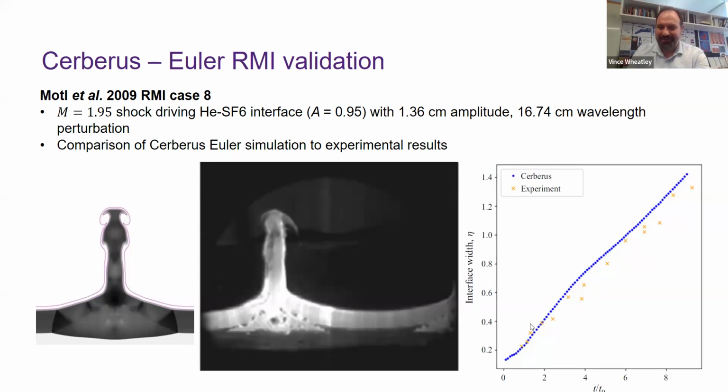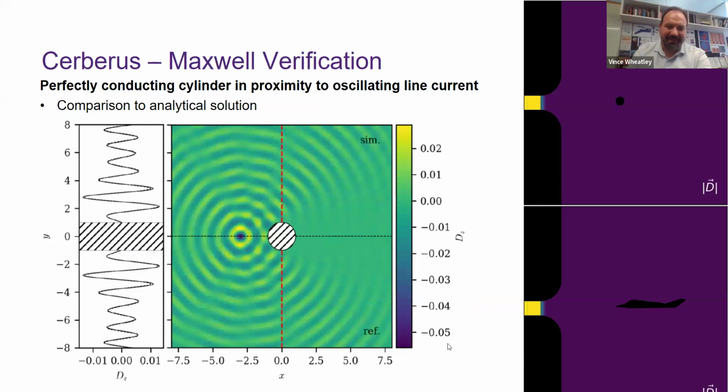What I want to focus on is the history of the interface width, which is really the growth of the instability, where we can see really good agreement between Cerberus and the experiment, with a slight overprediction in growth at later times, likely due to the fact that this was an Euler simulation, so lacking viscous dissipation. So that's the Euler solver within the code.